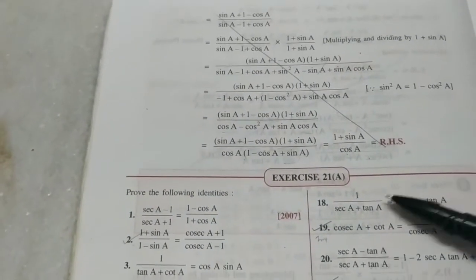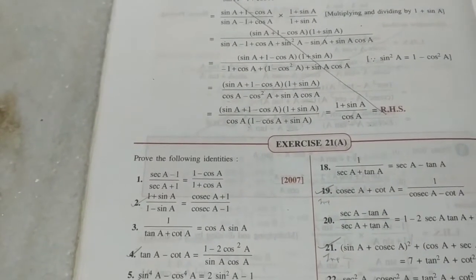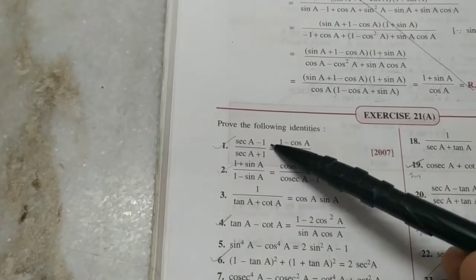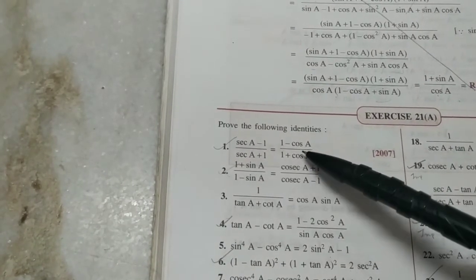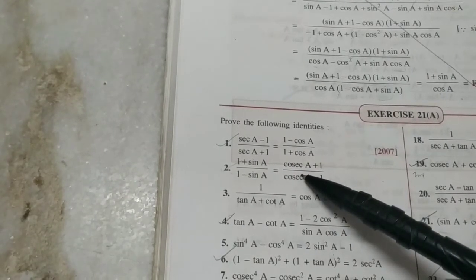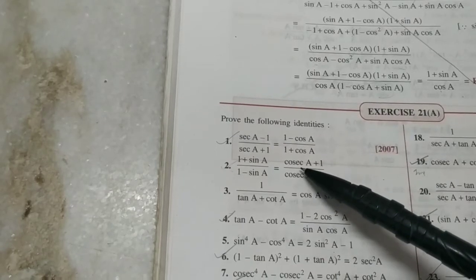In exercise 21A, the sums are very easy. Let's start with the first sum. Prove that sec A minus 1 upon sec A plus 1 is equal to 1 minus cos A upon 1 plus cos A. Now we always try to convert the trigonometrical ratios in terms of sine and cos.